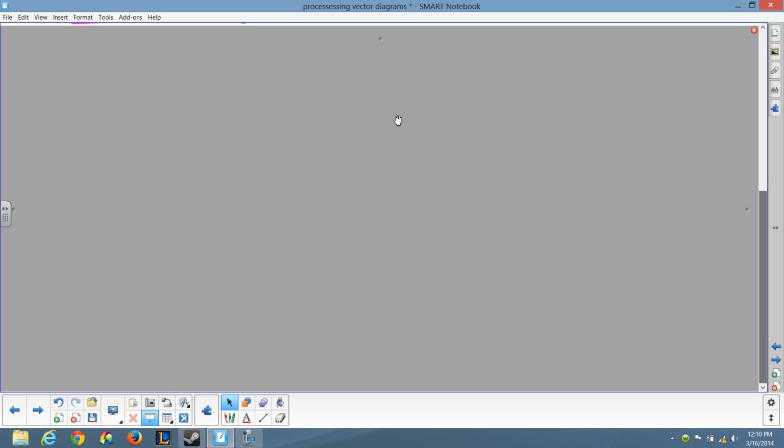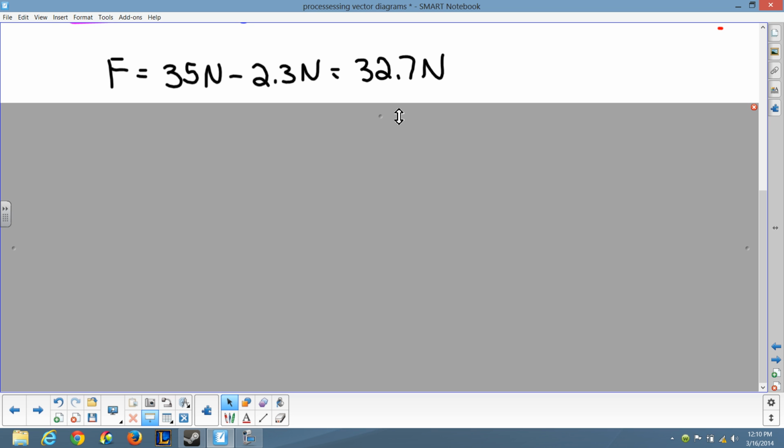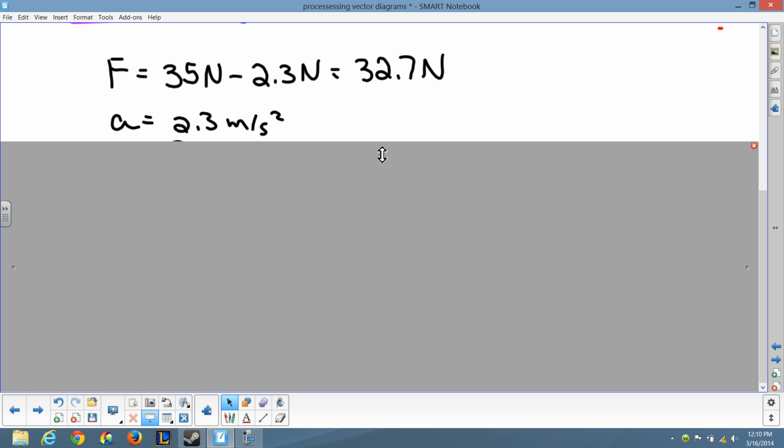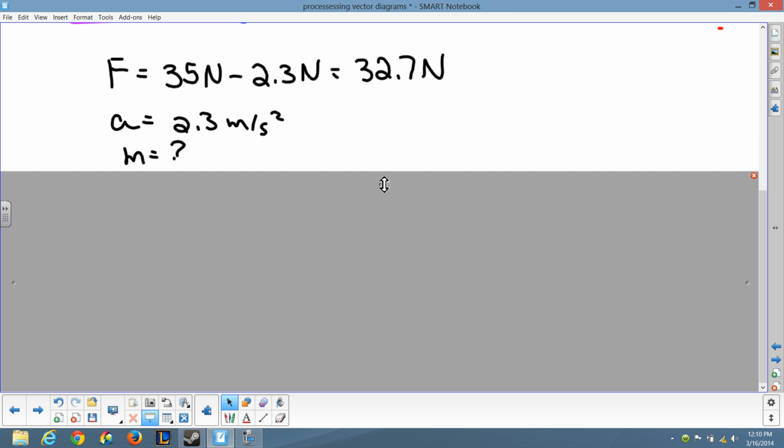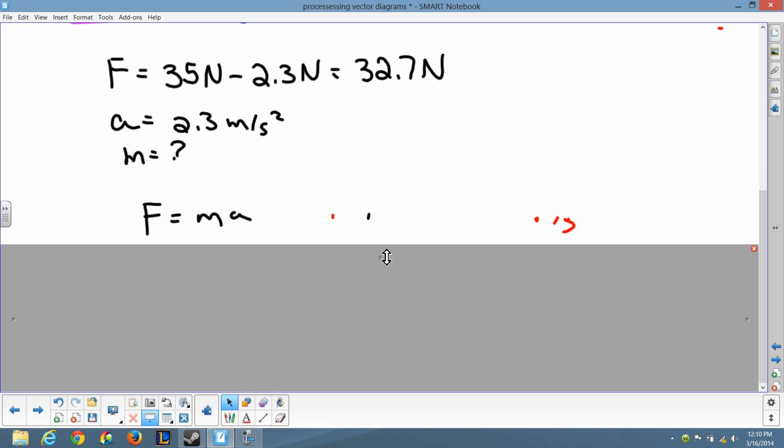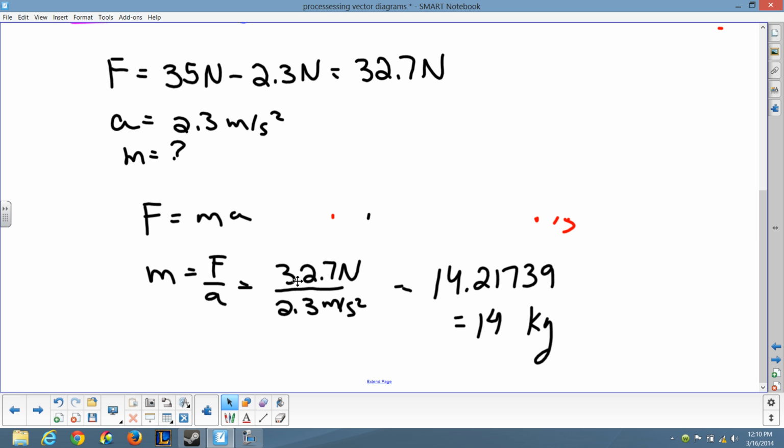So using our familiar problem solving technique, we identify what we know, and our force is 35 newtons minus 2.3 newtons, that's the friction force, for a net force of 32.7 newtons. Acceleration is 2.3 meters per second squared, and we're trying to find the mass of the object. F equals ma is our equation, and we rearrange this for mass equals force divided by acceleration. Here's our net force, 32.7 newtons divided by 2.3 meters per second squared. Here's our answer, written with the correct sig figs, is 14 kilograms.